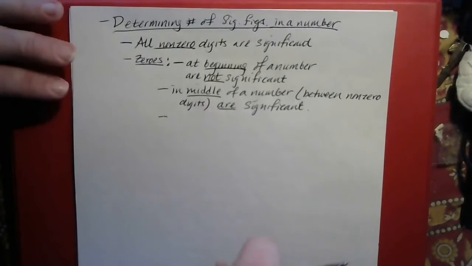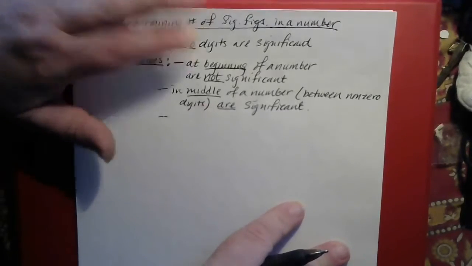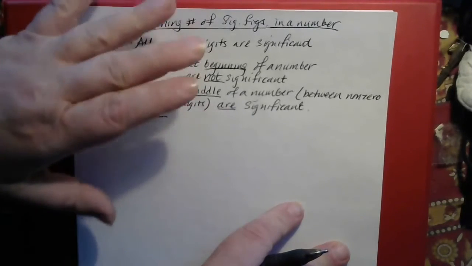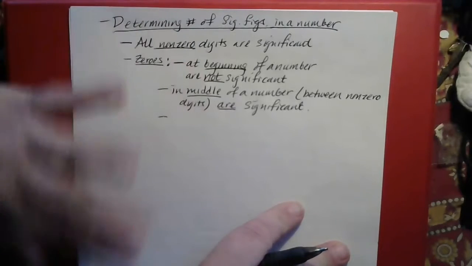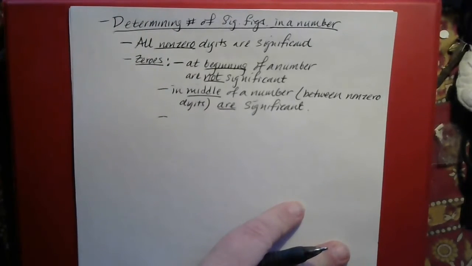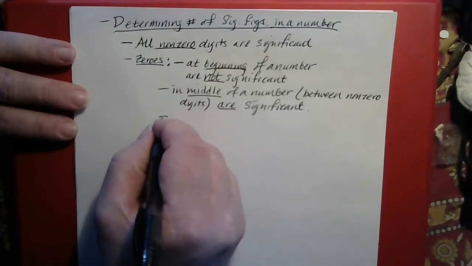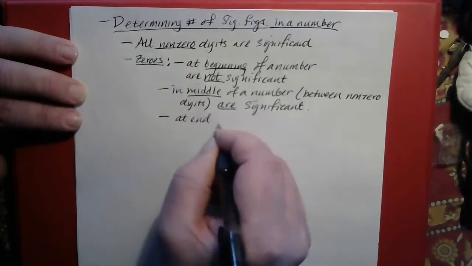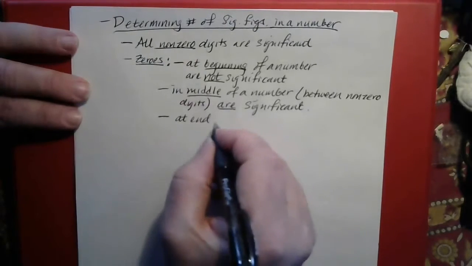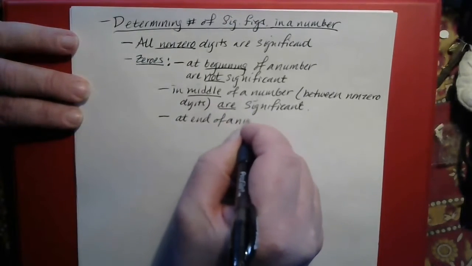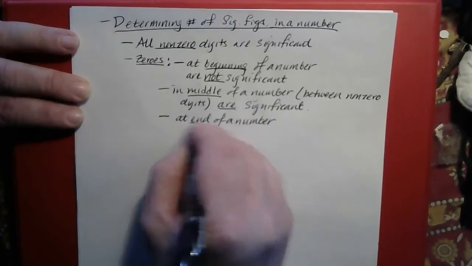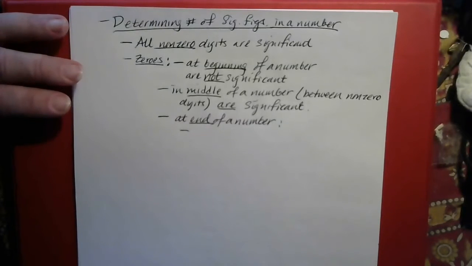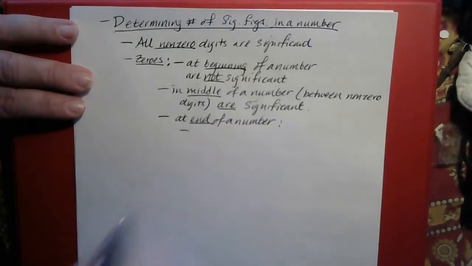Okay, now the fun part. Okay, so we've got at the beginning of a number, zeros are not significant. Easy. In the middle of a number, that is between other numbers that are not zeros, they are significant. Now comes the real fun part. At the end of a number, they may or may not be significant. They are significant if there's a decimal point, and only if.